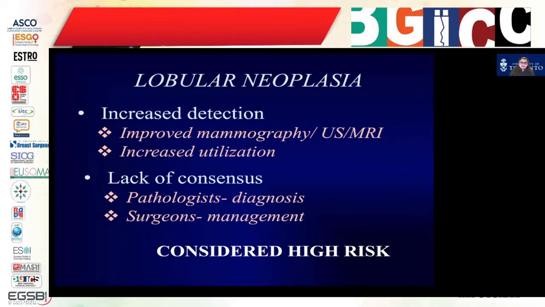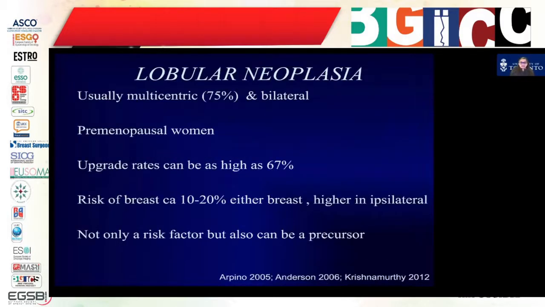In any case, these are considered to be high risk lesions and they should be managed as high risk lesions, which means they may require further genetic testing, they may require some high risk screening strategies, they may require risk reduction strategies. Usually, lobular neoplasia is multicentric and tends to be bilateral, seen in premenopausal women, and the upgrade rates can be as high as 67%, especially if they present as enhancing lesions on MRI.